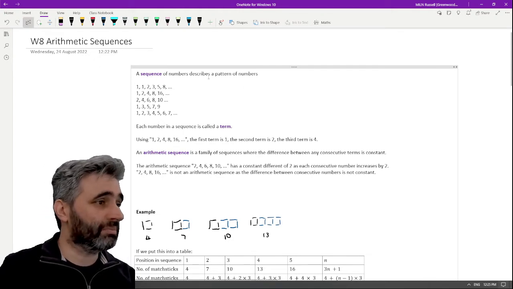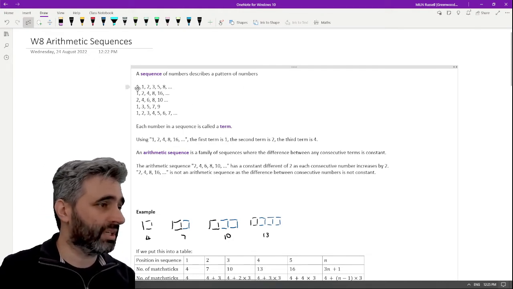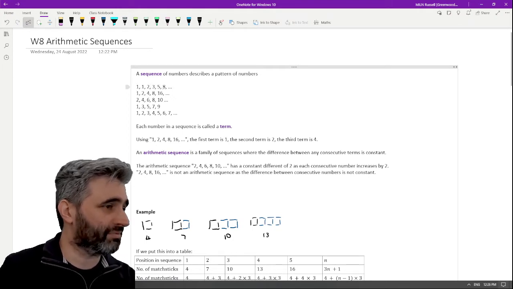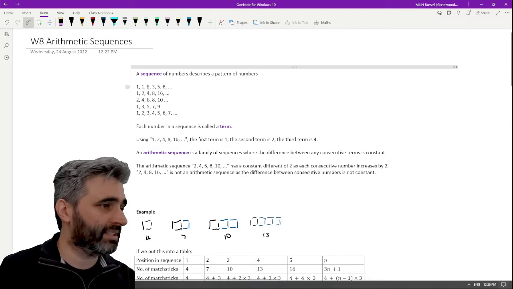A sequence of numbers describes a pattern. In this case, our first sequence, we have 1, 1, 2, 3, 5, 8. That's the Fibonacci sequence. And the pattern is just that it adds the previous two numbers. So 2 is 1 plus 1, 3 is 2 plus 1, 5 is 2 plus 3, and so forth.